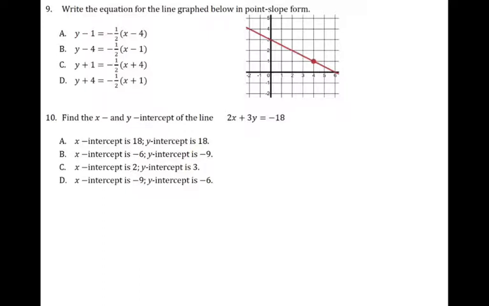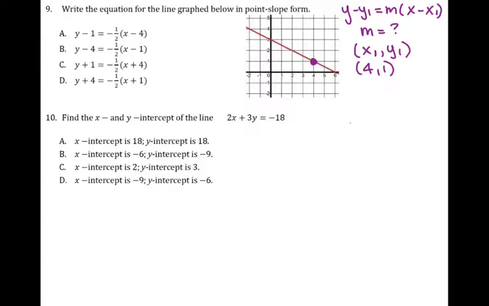Number 9, write the equation of the line graphed below in point-slope form. Okay, so what is point-slope form? y minus y1 equals m times x minus x1. So in order to have point-slope form, I need two things. I need m, and I need any point that is on the graph, (x1, y1). Let's see. Here's a point. That's the point I'm going to use. So that point is (4, 1).